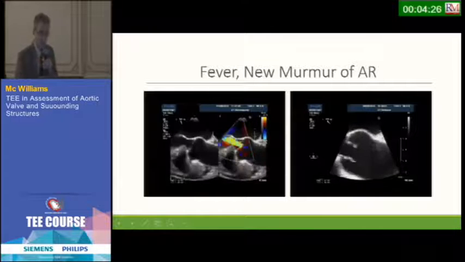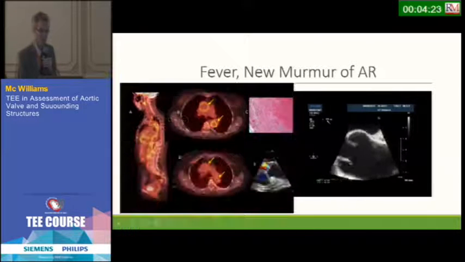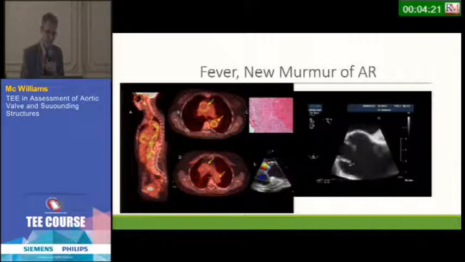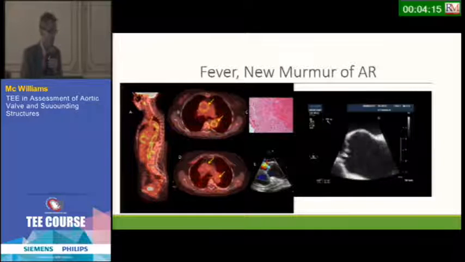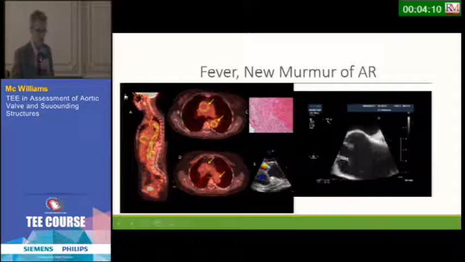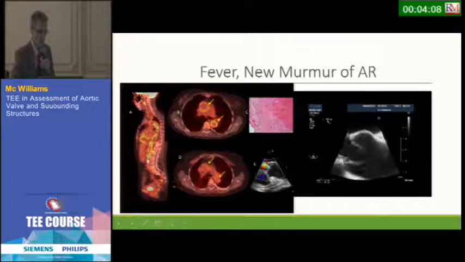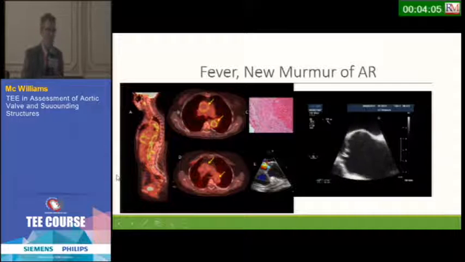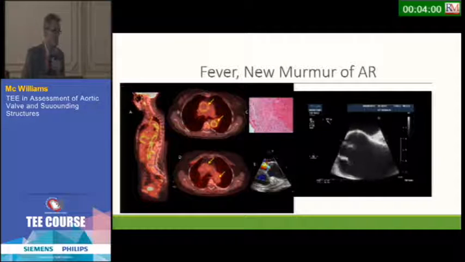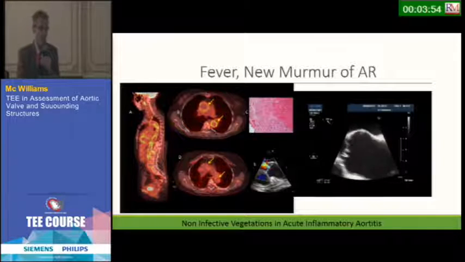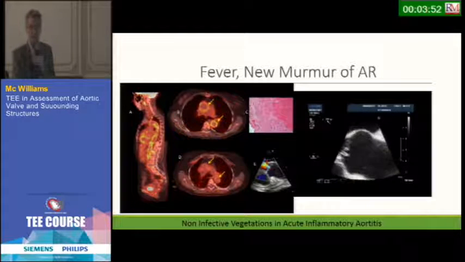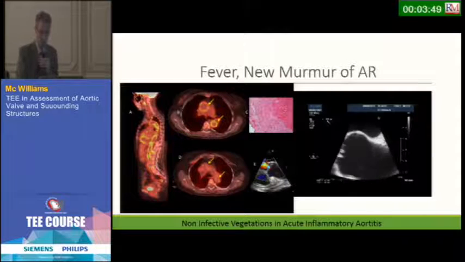And this is just an example that not all vegetations are due to endocarditis. This was a patient who had proven giant cell arteritis, with a temporal artery biopsy, and this is a positron emission CT PET scan showing intense uptake of FDG PET throughout the aorta. And these vegetations resolve with steroid therapy. So non-infective vegetations, also described in Libman-Sacks vegetations, also described in other conditions.